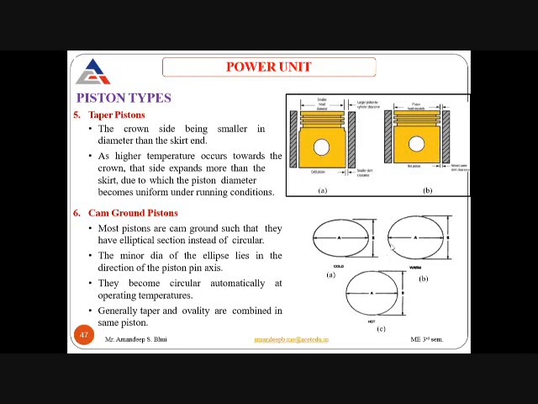Now as the piston starts to operate, here you can see this is cold. When it becomes warm, a little hot, this diameter B starts to expand and A remains the same. When it is hot, the minor diameter becomes equal to the major diameter. So this is another type of piston, that is the cam ground piston. Generally, taper and cam ground are both available in the same piston. So this is your cam ground type of piston.